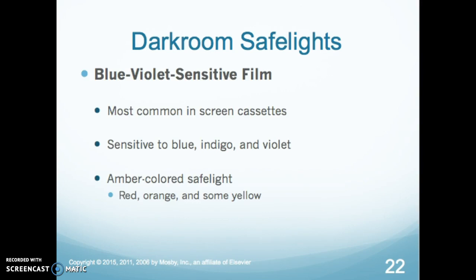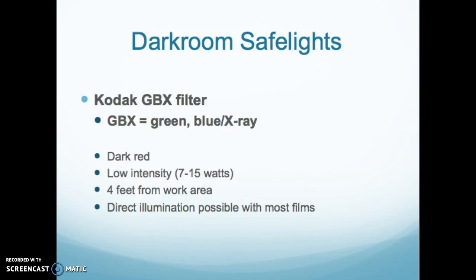So blue-violet sensitive film is the most common. That's what we have. So sensitive to blue, indigo, and violet. We use an amber-colored safe light. So you can use a red, orange, or some yellow. And the Kodak 6BX filter, it's for green, blue, X-ray film. So it's a dark red, low intensity, 7 through 15 watt, and we keep it typically 4 feet from the work area. And we do that because the film is so sensitive and it will fog it.